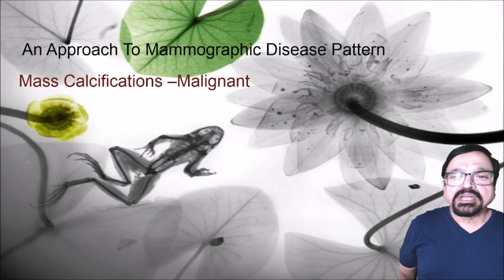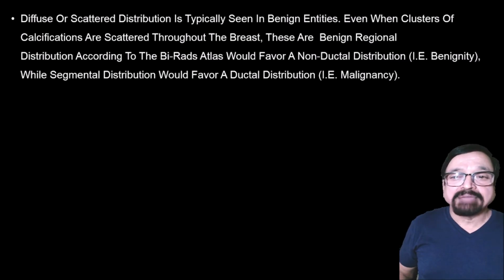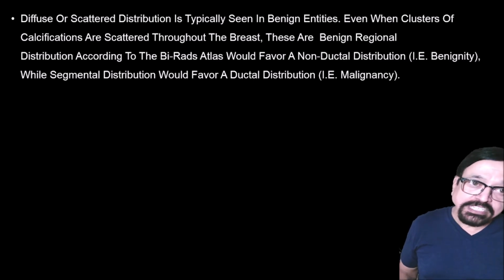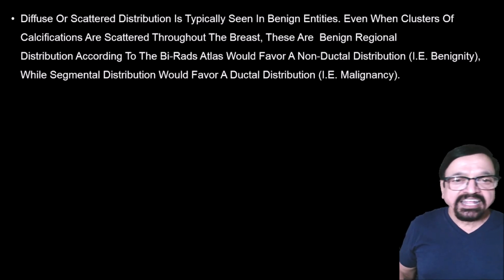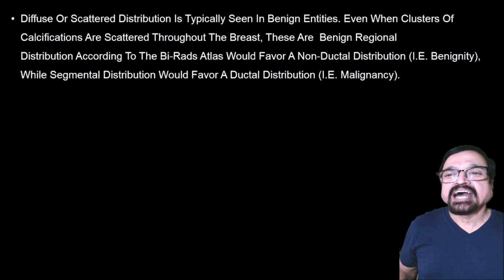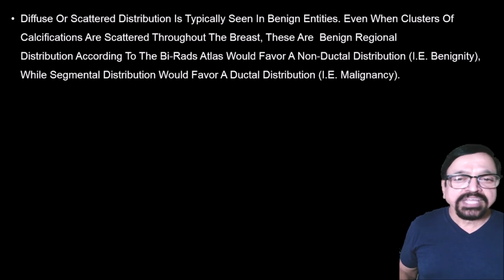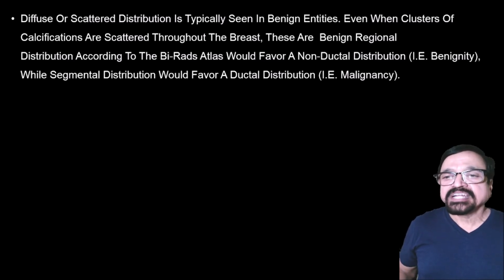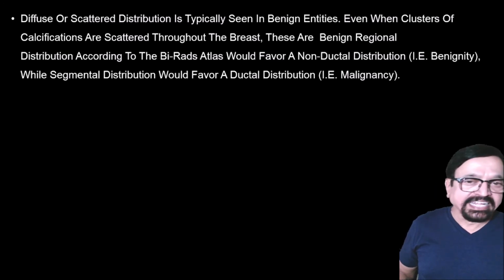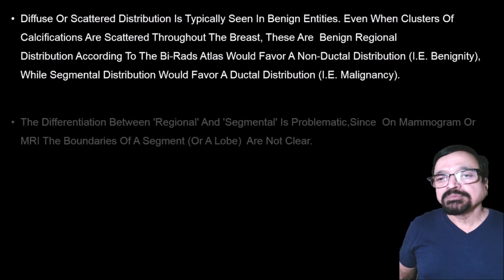Now, how to approach the mammographic disease pattern, that is mass and calcification when it is malignant. Now we have seen the benign; what is not benign is malignant, but let us see whether malignancy has any specific pattern. Diffuse or discrete distribution is typically seen in benign entities, what we have seen just now. Even when a cluster of calcifications is scattered throughout the breast, these are benign. Regional distribution, according to the BI-RADS Atlas, would favor a non-ductal distribution or benignity, while a segmental distribution would favor a ductal distribution, that is a malignancy.